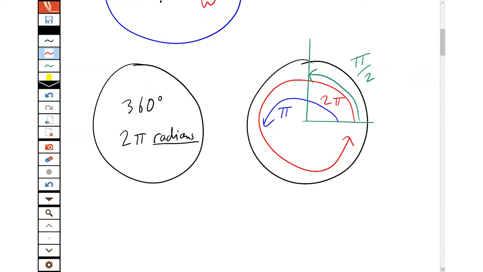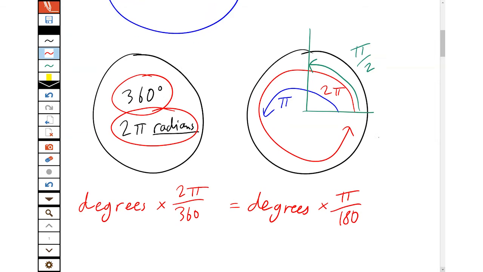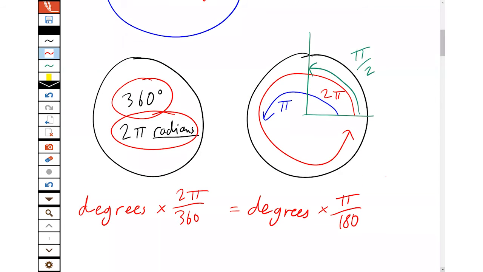We remember there are 360 degrees and 2 pi radians in a circle. So to convert, you can use your calculator or you can go degrees multiplied by 2 pi over 360. And if you want, that even simplifies down to pi over 180. Now, why would we bother learning a new unit if we already know degrees? Well, because these radians do something very useful.